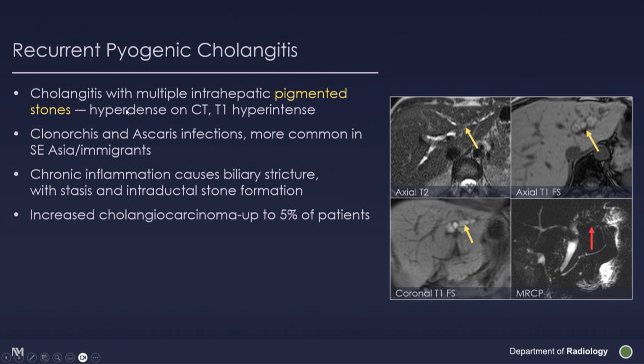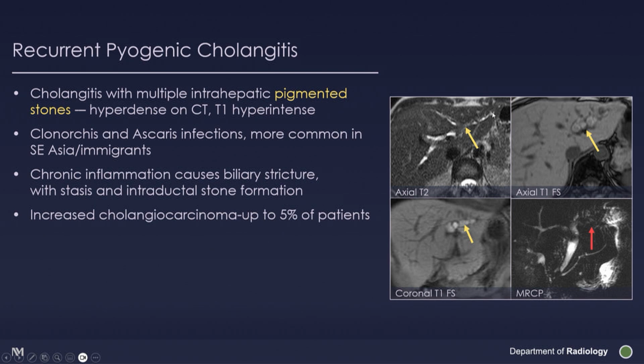That's the one that has the pigmented stones, so sometimes they're bright on T1, they're hyperdense on CT, they may not always be obstructive. They're classically due to clonorchis and ascariasis. They're more common in Southeast Asia as well as from immigrants from those countries. And what happens is you get chronic inflammation that causes the biliary stricture and stasis and intraductal stone formation. And unfortunately, there's an increased risk of cholangiocarcinoma in up to 5% of the population.